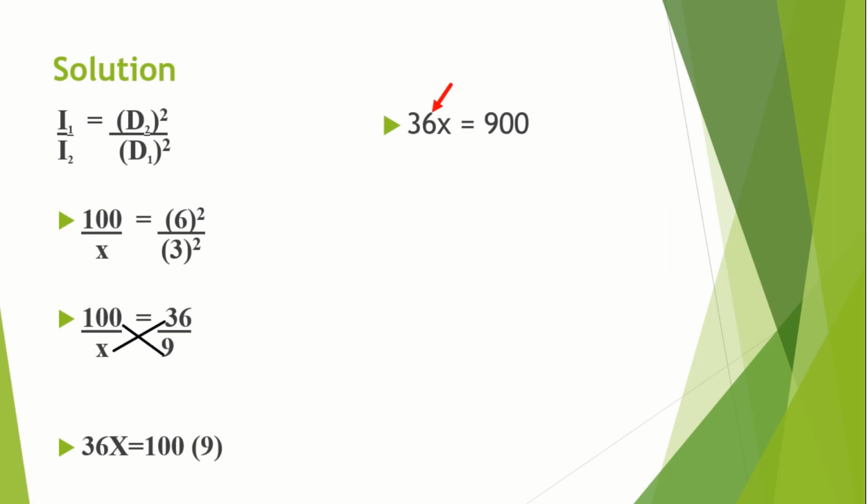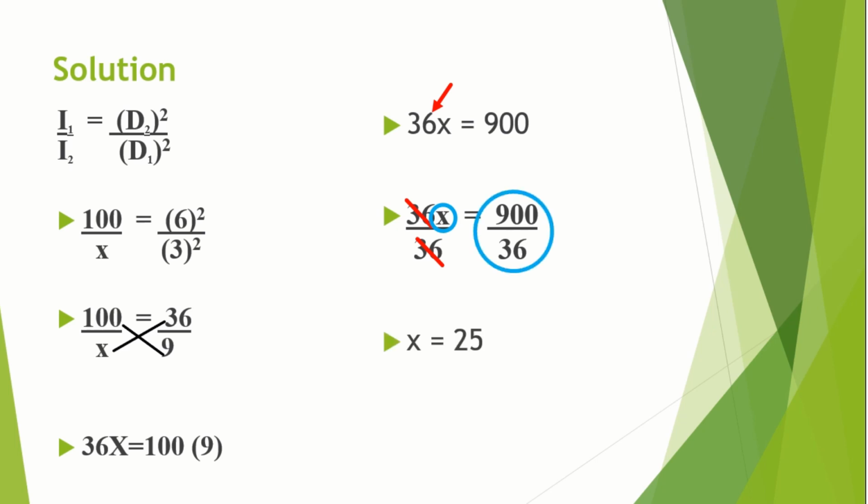So since we have 36 here, then we have to divide it by 36, no, on both sides of the equation. So we have 36x divided by 36 is equals to 900 divided by 36. So i-cancel out lang natin yan. So ang natitira ay x. X is equals to 900 divided by 36 is equals to 25.